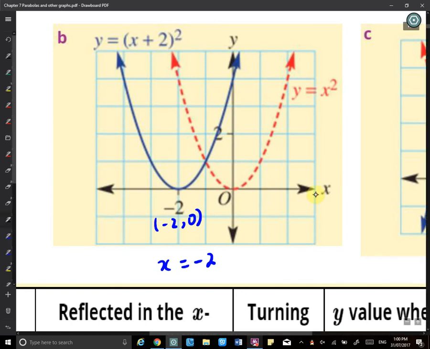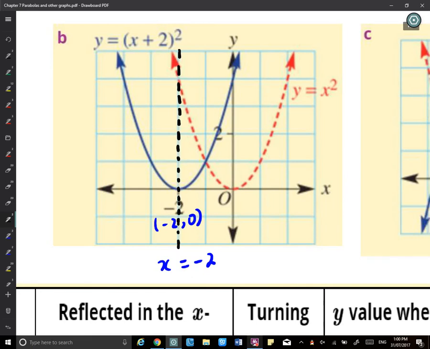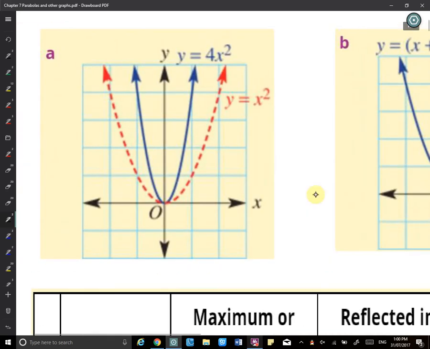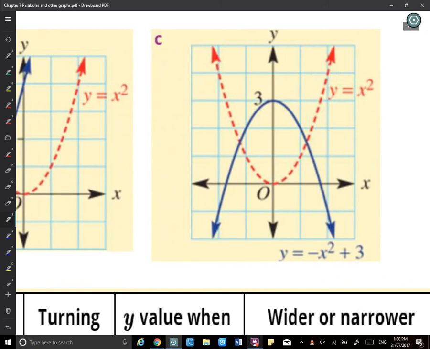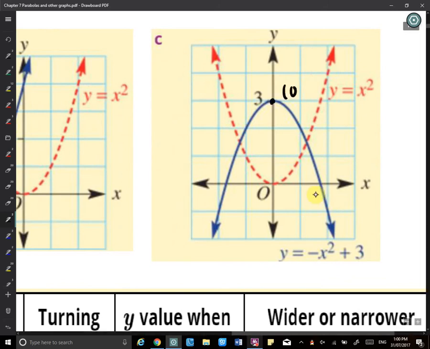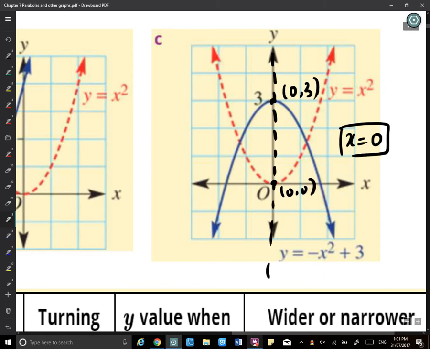Can you see, if I sketch x equals -2, that is this line, and you can see your graph is symmetric about that line. So it is actually a symmetrical graph. Okay, we have both of these graphs. This graph has a turning point at (0, 3), and this graph has (0, 0). So x equals 0 will be the line of symmetry.